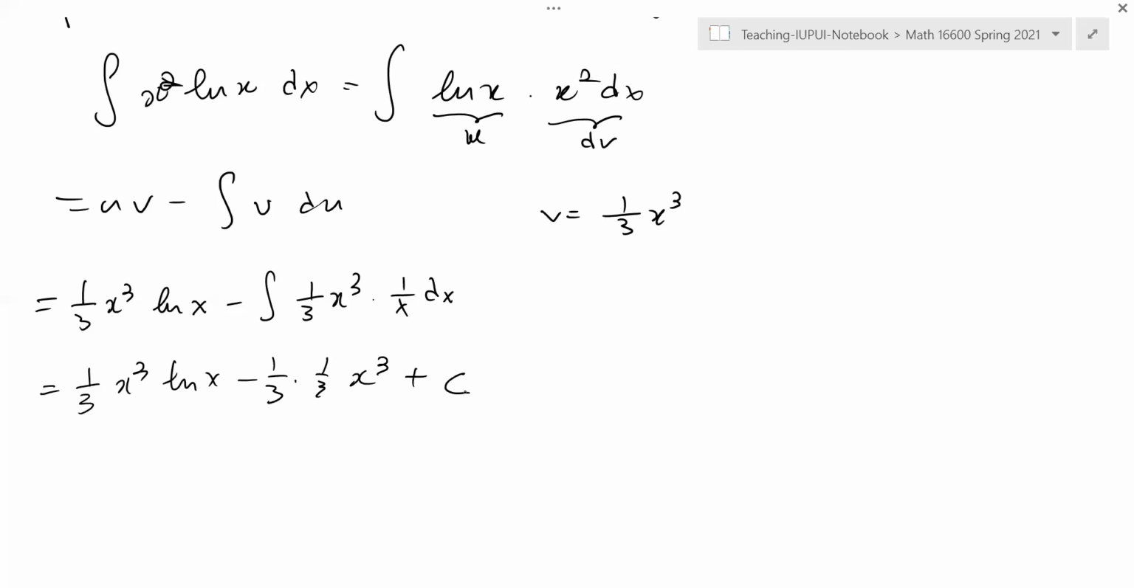Section 7.6 is just integration using tables and computer algebra systems. We're not going to ask you to use computer algebra systems. We only try to simplify the integrals by proper substitutions, then use a formula in the table of integrals.